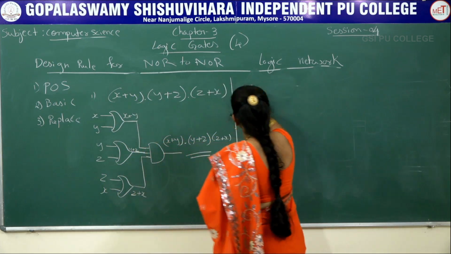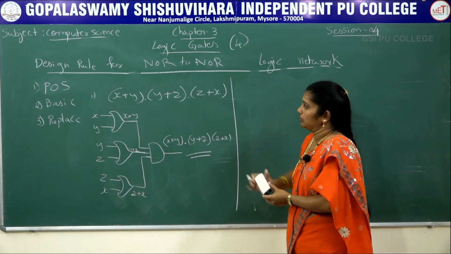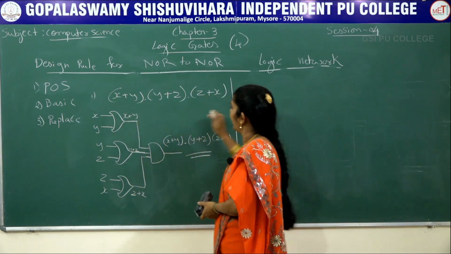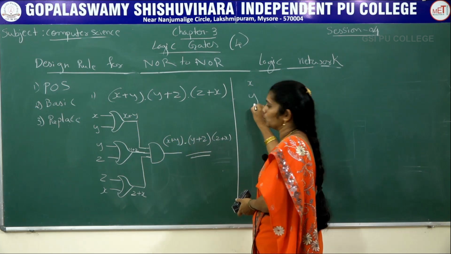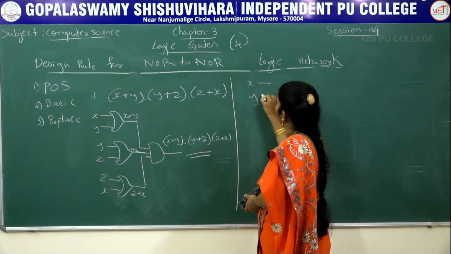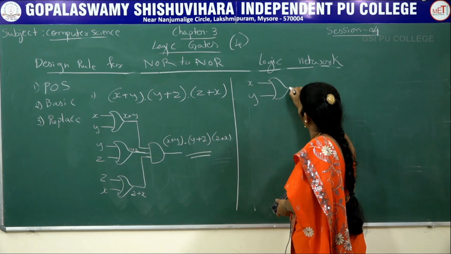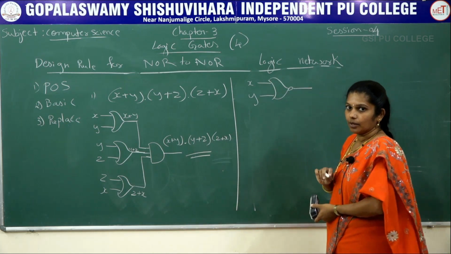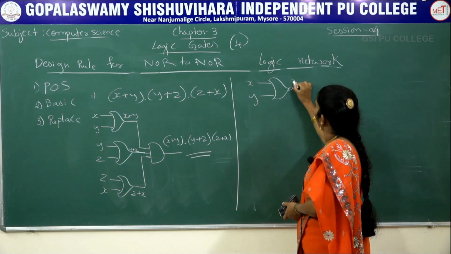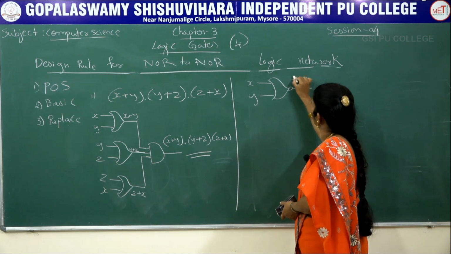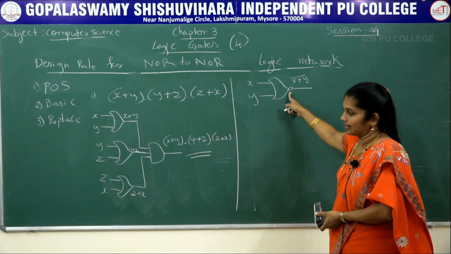Now how to write the circuit? How to find out? See, in the first part we will take X and one more is Y. But here only the NOR symbol I have to use. Reverse C shape, at the end a circle and then one line. What is the output here? X plus Y whole bar, because here we have the circle.